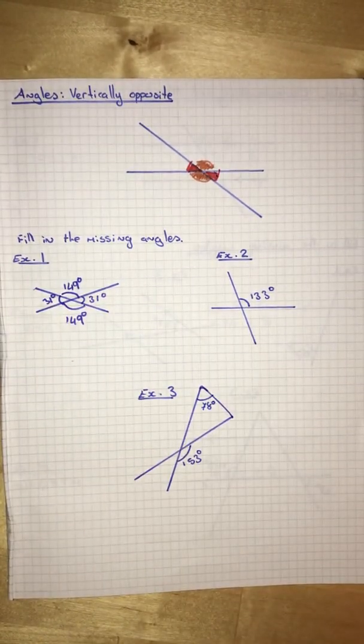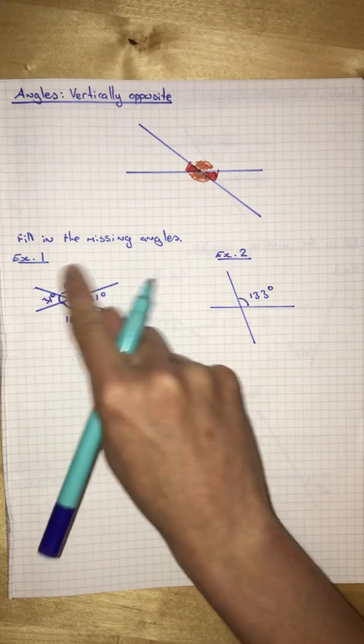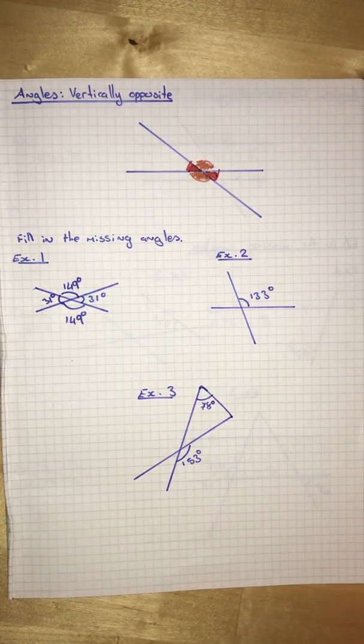You can always check your answer with these because you can add the four of them up, and if they make 360 degrees, then you should have done it right. If they don't make 360 degrees, then something's gone wrong somewhere.